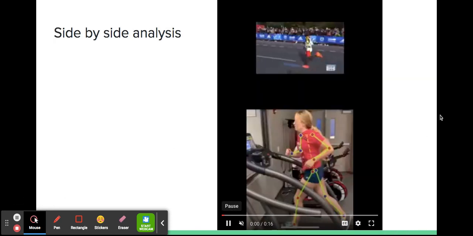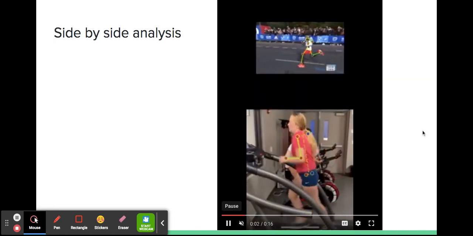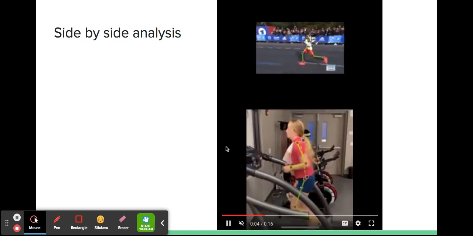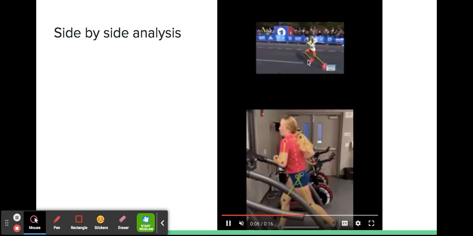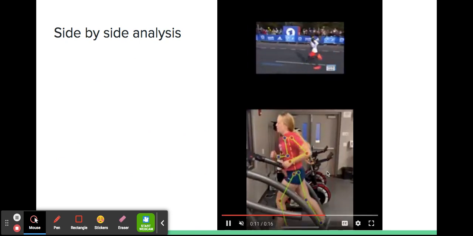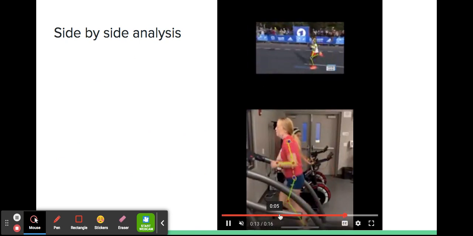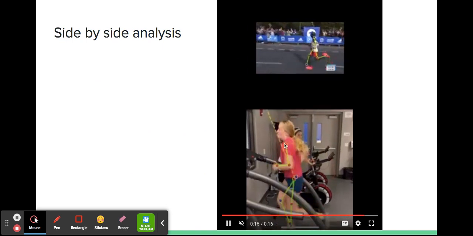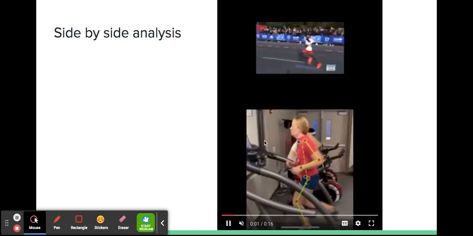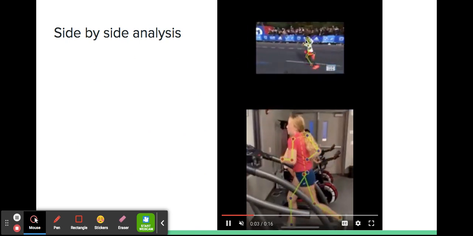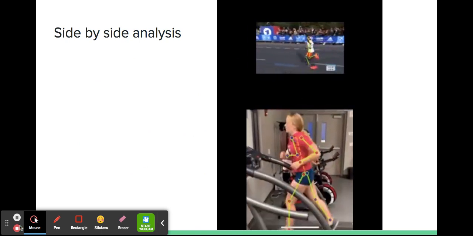Again, here's a little side by side analysis of these two runners. It's very low quality, I'm sorry, but we can tell how much bigger a stride he is getting up here than Sasha is getting down here. As we can see, she's not moving her knee as much, and you can really tell with her arms right here how little he's moving and how much her arms are moving.